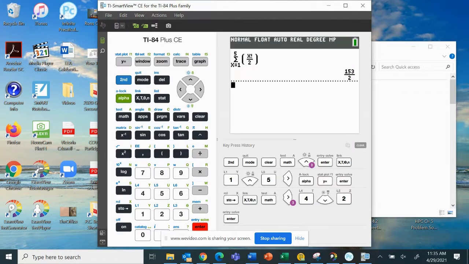Yes. Is there a button that you can use to do the infinity sign? No, but we're going to do one with it that is infinity. So we'll look at that.